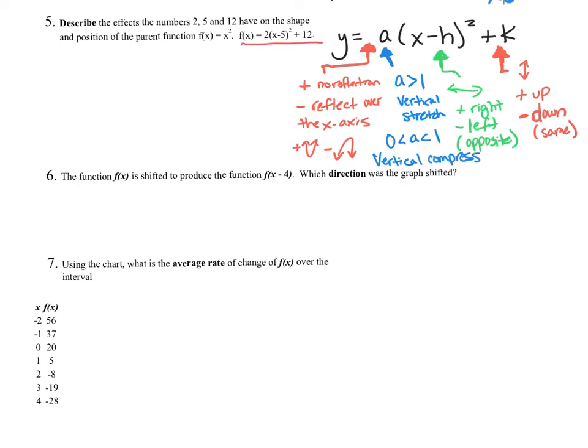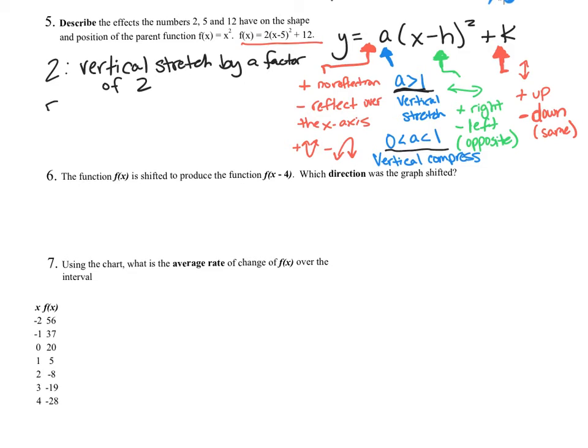So it's asking, what does the 2, 5, and 12 do to our parent function? Well, the 2, since it's in our A position, is it bigger than 1 or is it between 0 and 1? Well, it's bigger than 1. So we're going to vertically stretch it. So it's going to be a vertical stretch by a factor of 2. Okay, because we have to put that value in there. So it's vertical stretch by a factor of 2.